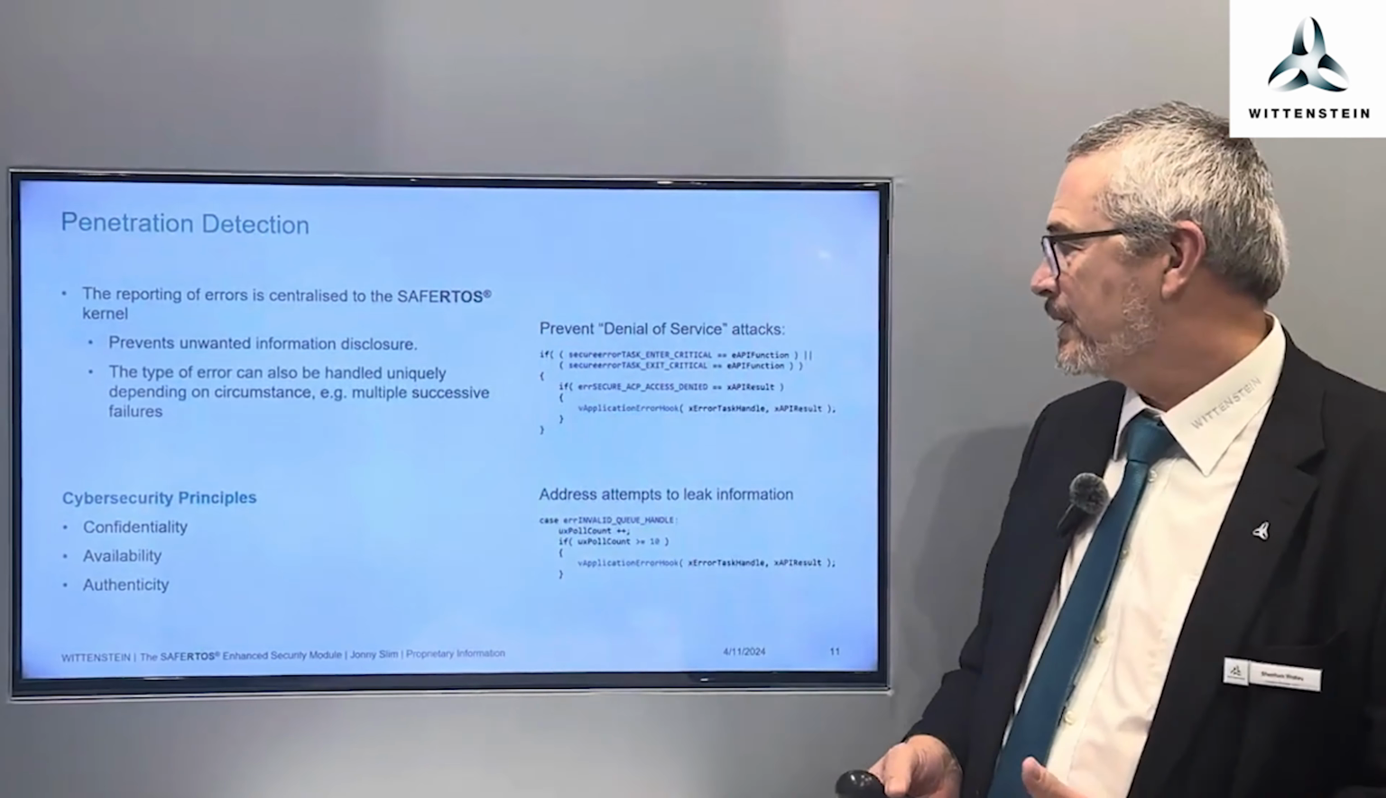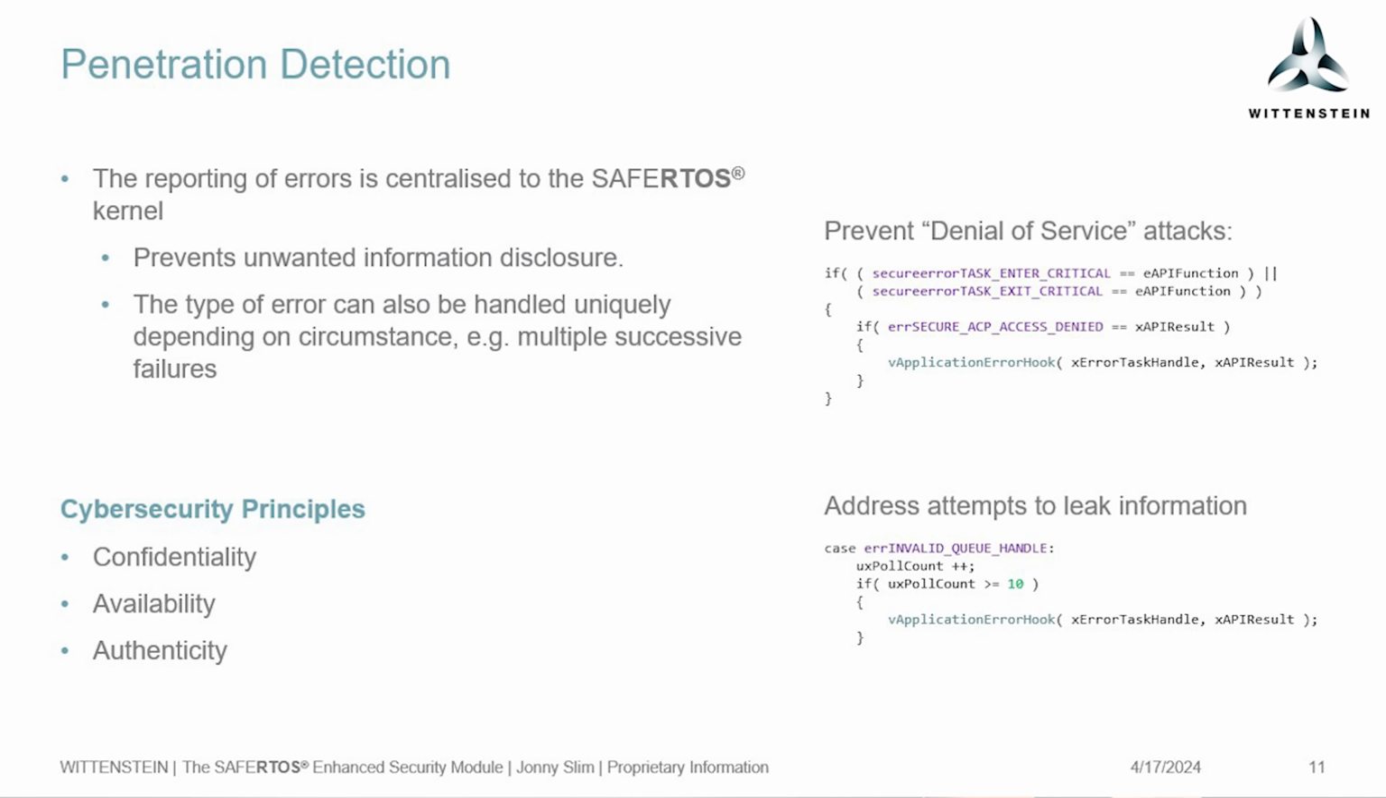Penetration detection, this again is essentially a complicated way of saying a centralized error handler. So if an API function triggers an error, then instead of returning straight to the application, this will be routed through an application callback function. This gives the application designer the ability to check that the multiple accesses haven't been done and deal with the matter should there be some polling or interrogation going on.